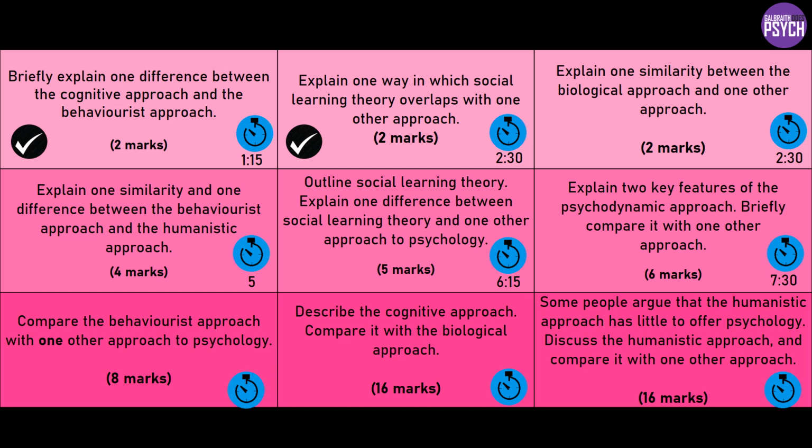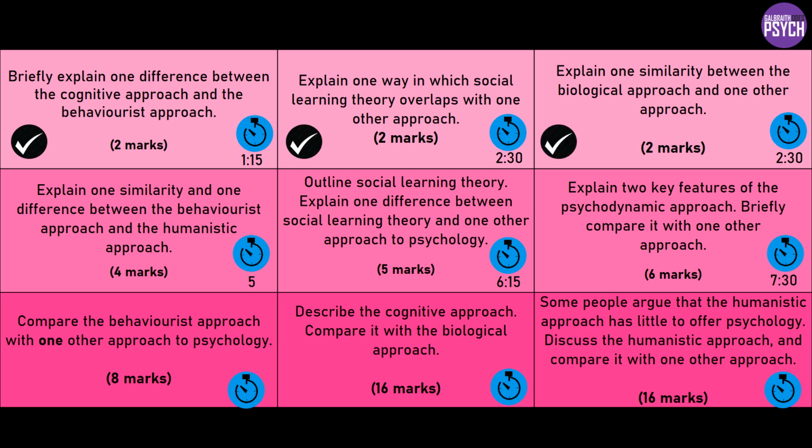If we picked, let's go for the psychodynamic approach, why not? One similarity between the biological approach and the psychodynamic approach is their emphasis on the role of inheritance. There you go. Were you expecting me to say that? The biological approach argues that behaviour is a result of genetics that are passed down from our parents. The psychodynamic approach puts emphasis on the role of the superego in behaviour, and the superego is inherited from our same-sex parent, our same-sex role model. There you go. Just an example.